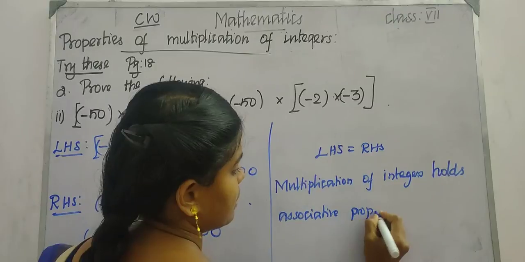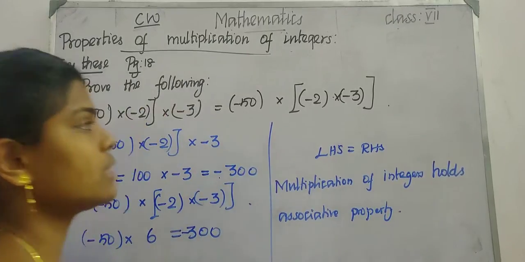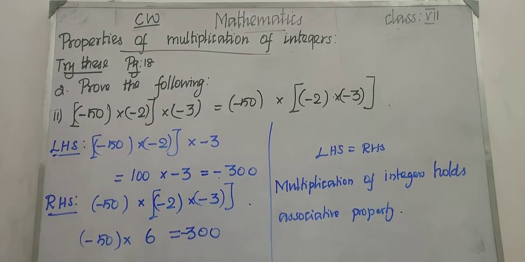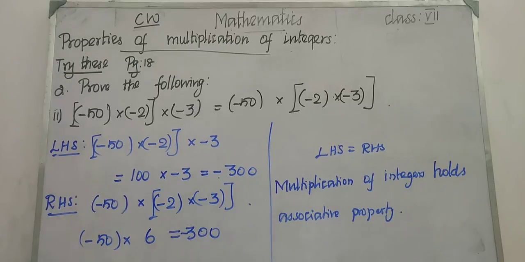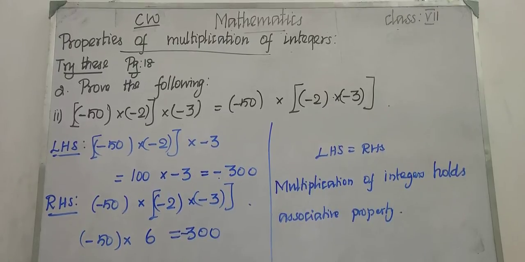Associative property. Okay children, copy it in your classwork notebook. Very easy, right? We simply had to find the answers for the LHS, left hand side, and the right hand side. We got both answers as minus 300, so LHS equals RHS. So we can say multiplication of integers holds the associative property. Hence proved.